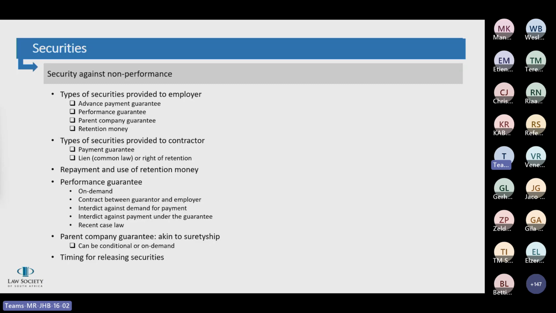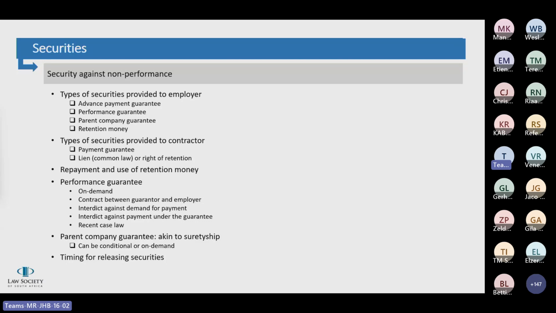So although the law on on-demand guarantees is clear, and the principles are well established through jurisprudence, contractors still often approach the court to either interdict a demand by the employer to the guarantor for payment, or to interdict payment by the guarantor once the employer has already made a demand. We're going to quickly discuss the two types of applications and what the courts have said about it.